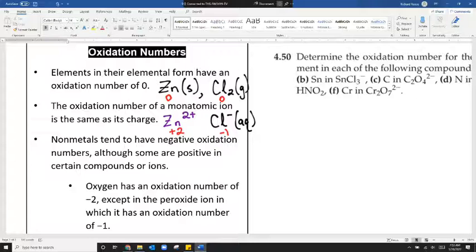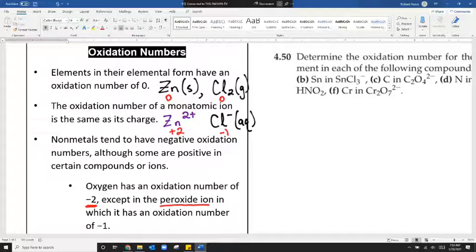So here are some examples of nonmetals to watch out for. Oxygen has an oxidation number of -2. 90% of the time or more, it's -2. That's what you would expect because it's in group 16, right? If I said, what's the charge on an oxygen in a compound? You would find O number 8, and you'd say, oh, it's in group 16. Those guys are -2. But except in peroxide ion, where it has an oxidation number of -1.